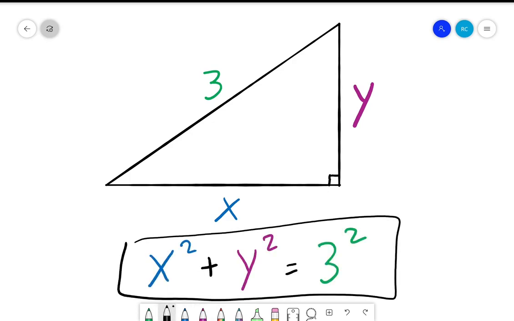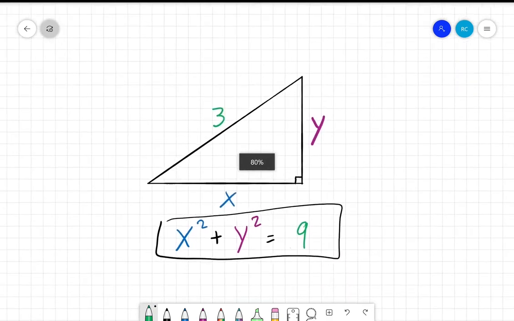So even though we don't know what x and y are, we do know from the Pythagorean theorem that x squared plus y squared equals the hypotenuse 3 squared. So we could also say x squared plus y squared equals 9, which is 3 squared. Both of those are totally fine. Now, why am I talking about right triangles when we are in a unit about circles?